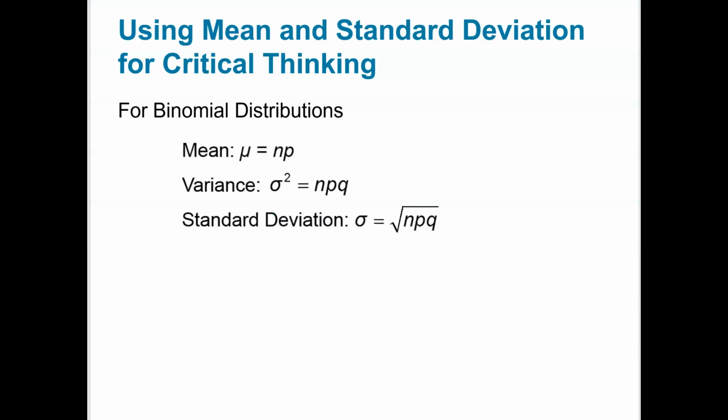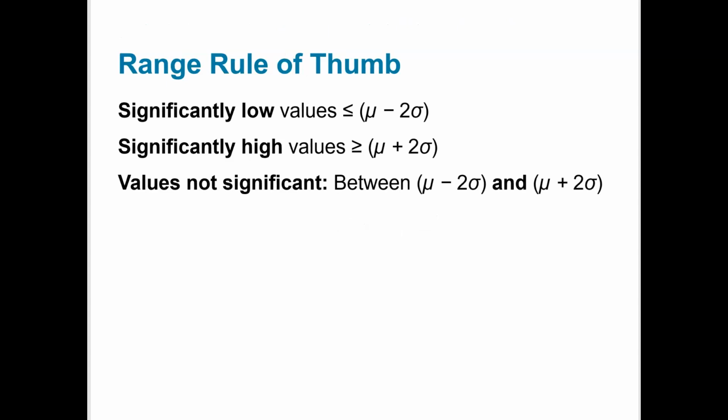So let's talk about mean and standard deviation. There are formulas for binomial distributions. We need the N, the P, and the Q. And again, significantly low values are 2 standard deviations below or significantly high values are 2 standard deviations above.